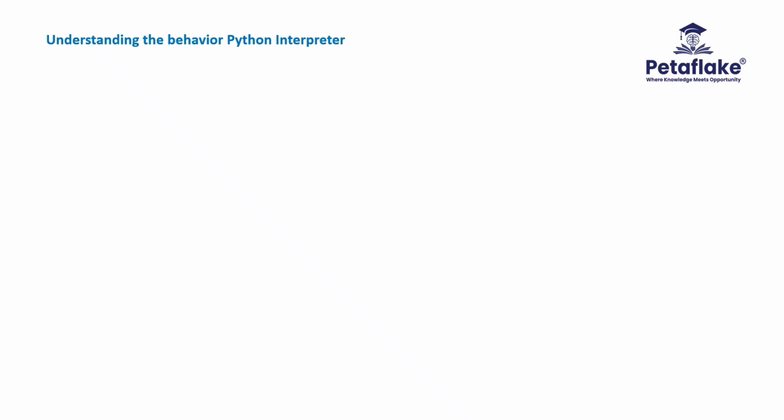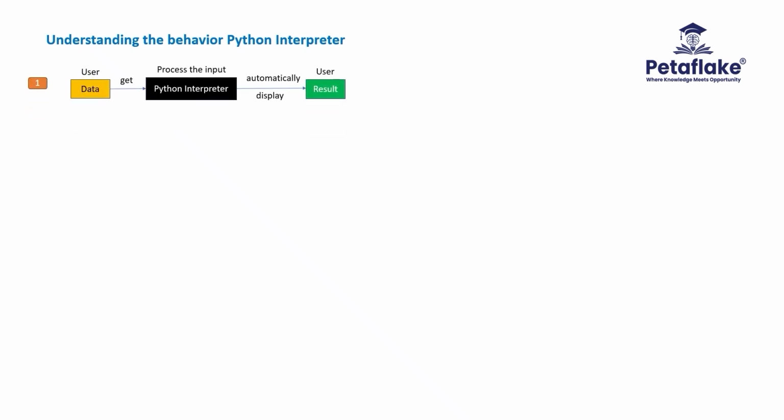Python interpreter gets some data from the user and processes the data and returns a result automatically to the user. The data taken from the user is technically called input. The result given to the user is technically called output.